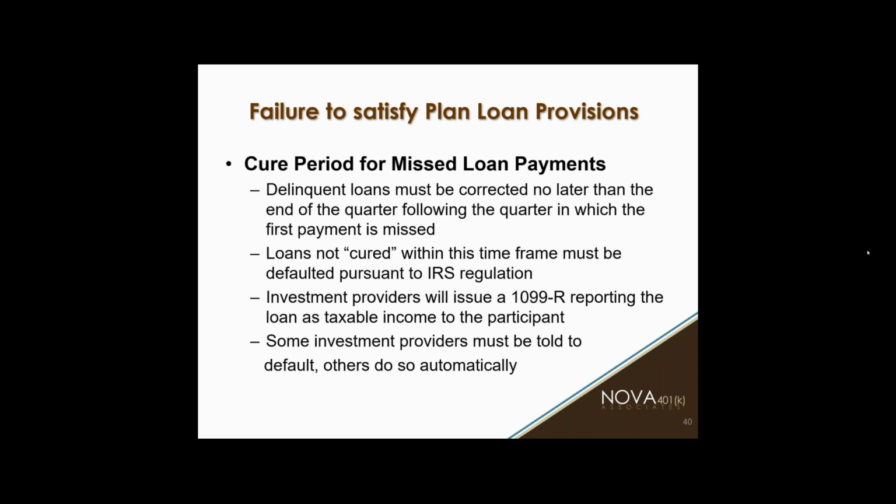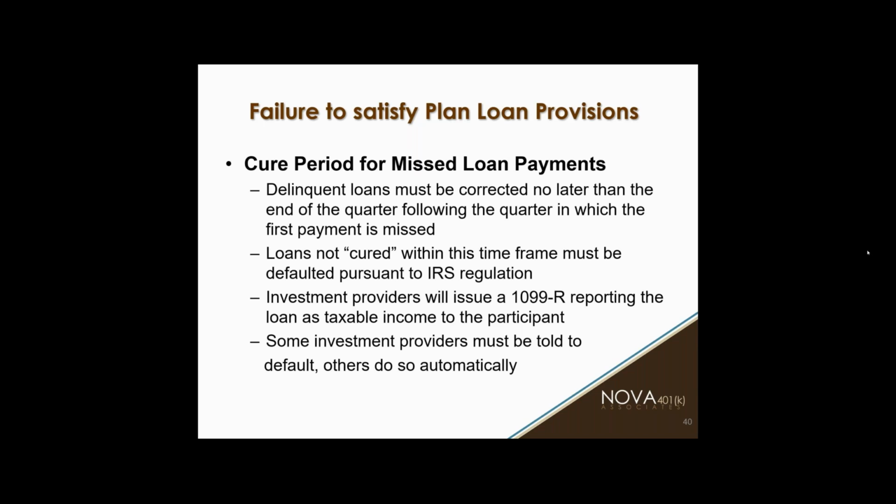So when that happens, the loan becomes delinquent and it has to be cured, or brought current, within a certain time frame, and that time frame is the quarter after the quarter in which the first payment is missed. So if I miss a payment or my loan is not started on time in the first quarter of this year, I have until 6/30 to fix that problem, right? Otherwise, the loan becomes taxable after the cure period, right?